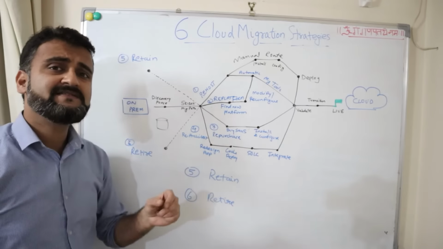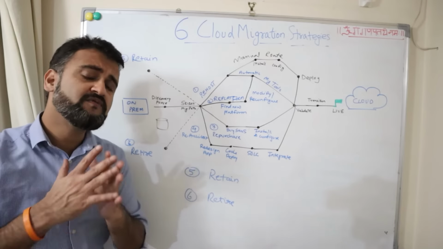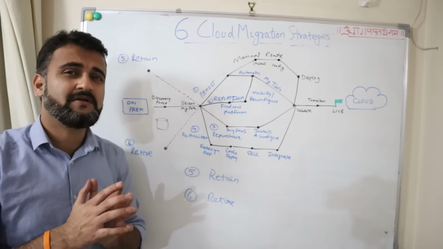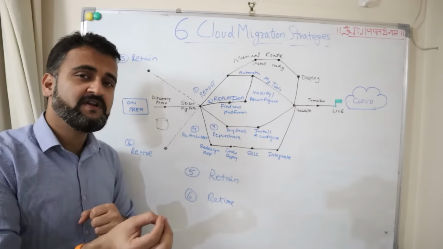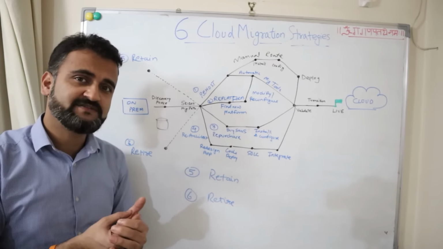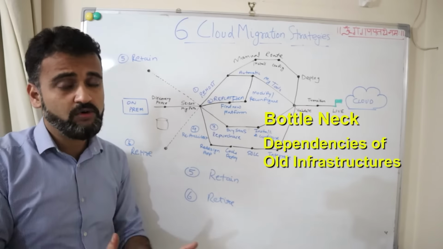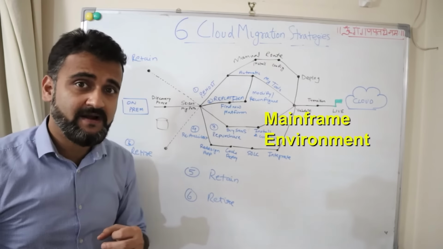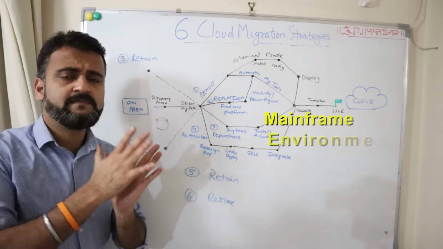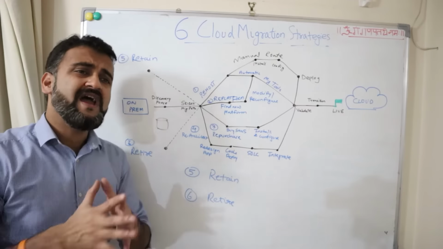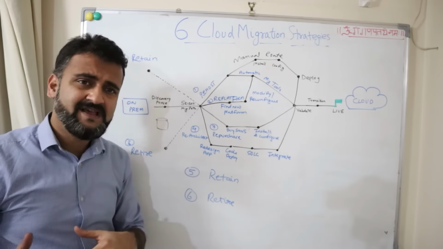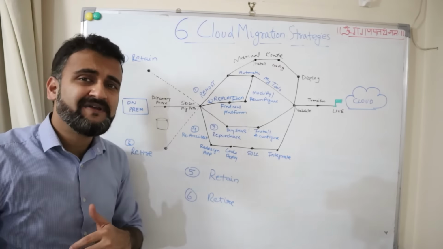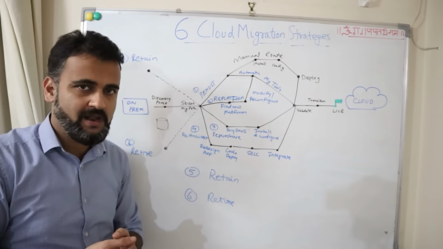So retaining means, after careful assessment, if you feel that the applications are not ready to move into the cloud, there are certain challenges, bottlenecks, dependencies of certain old infrastructure, it could be your mainframe environments which could not be migrated at this point of time, then you would simply maintain the status quo and retain your infrastructure as is, and then maybe think of other ways to leverage cloud.